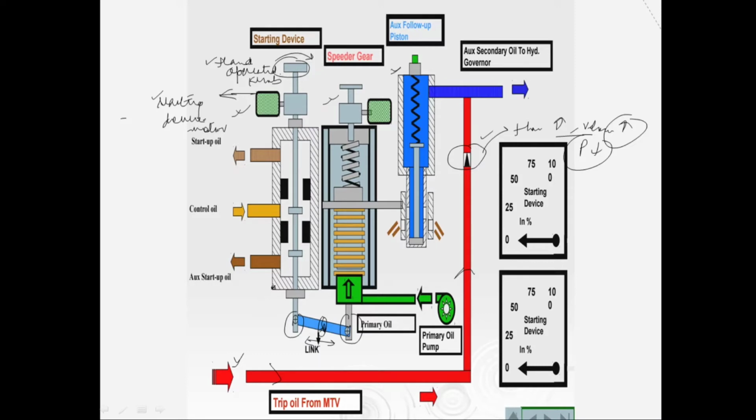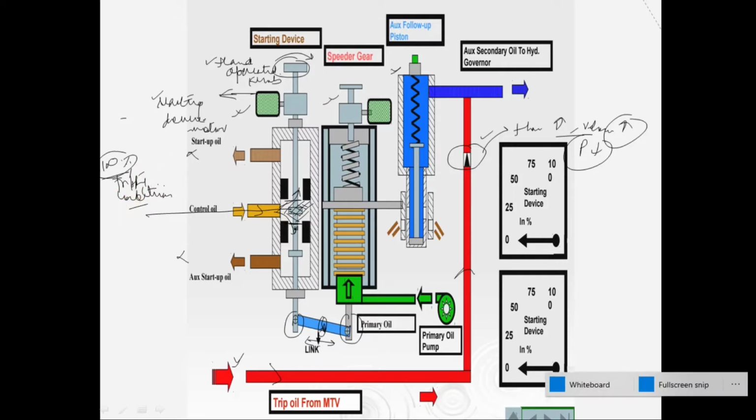At that condition, control oil is coming and this path has been blocked, so control oil is in there. Okay, so there is no passage from this or this, so there is no startup oil or no auxiliary startup oil, at 0% or at any percentage. Okay, so for that, see, at 100% tripping condition, trip oil has been drained out.